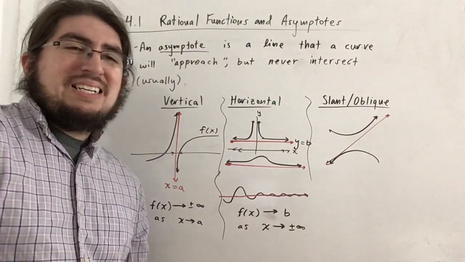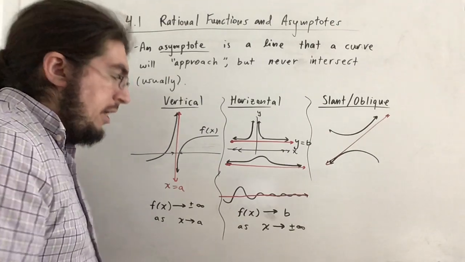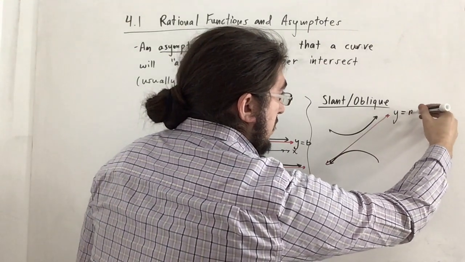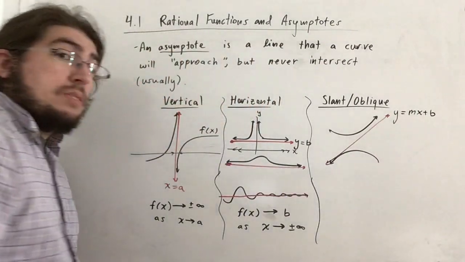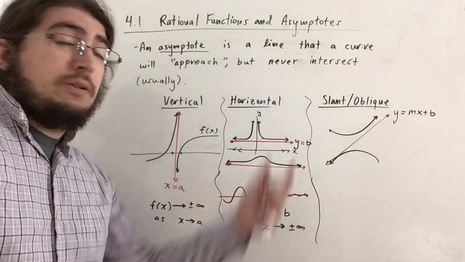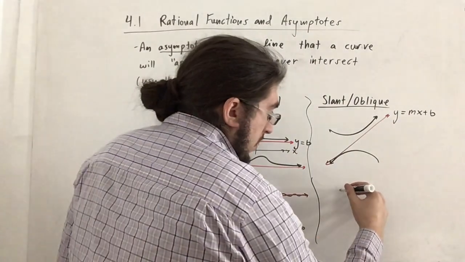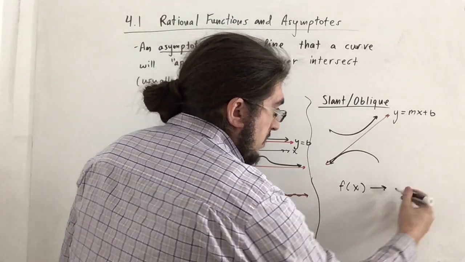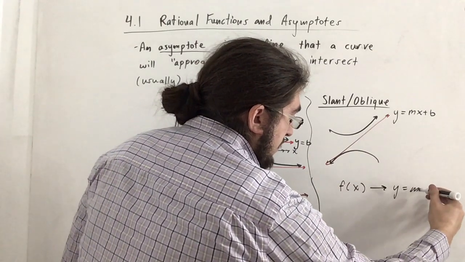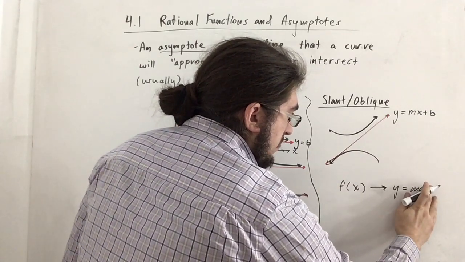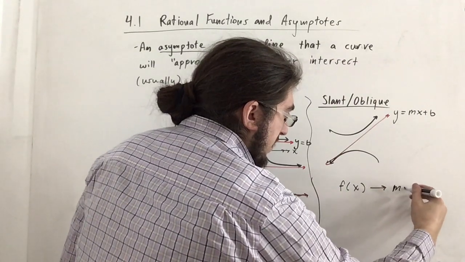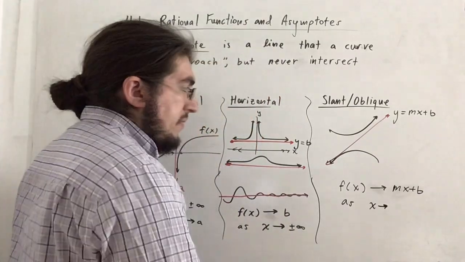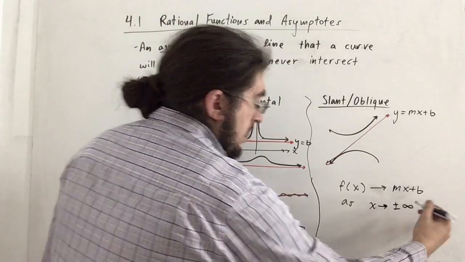And for slant or oblique asymptotes, well, here's what we can say. We can say that if this has the equation y equals mx plus b, because any line that's not vertical or horizontal can be written like this, then f of x will approach, I mean, y equals mx plus b. We can just say mx plus b. That's fine. As x gets closer towards positive or negative infinity.